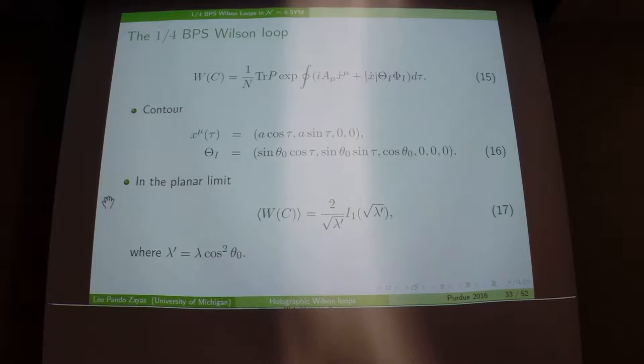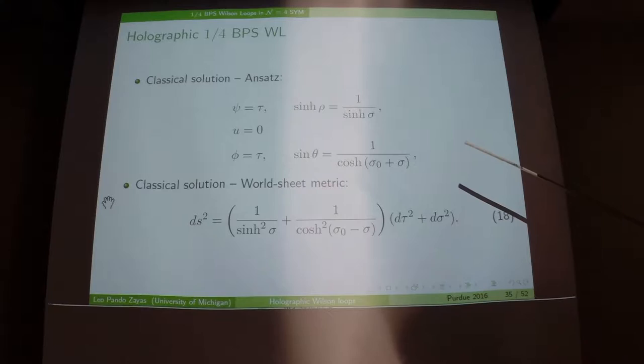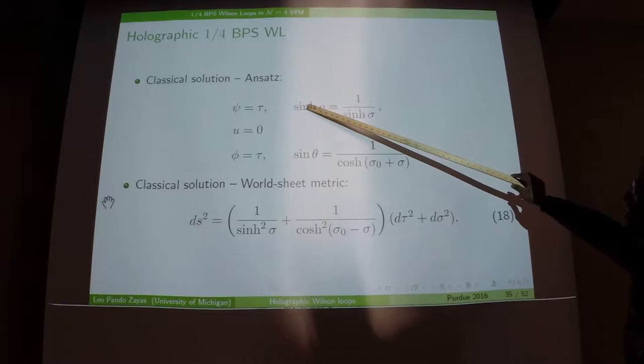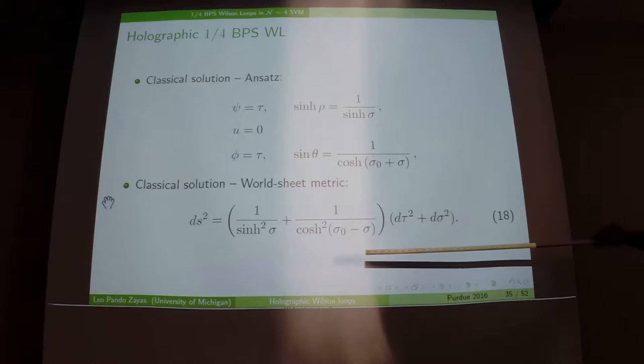Okay, so again, this is AdS5 times S5. This is the parametrization that I'm going to use. Here's the classical solution. So maybe it was a little quick. I have a picture that should clarify this. But essentially, this is what is happening on the AdS5 part. This is what is happening on the S5 part. This is the worldsheet metric. You can evaluate that.